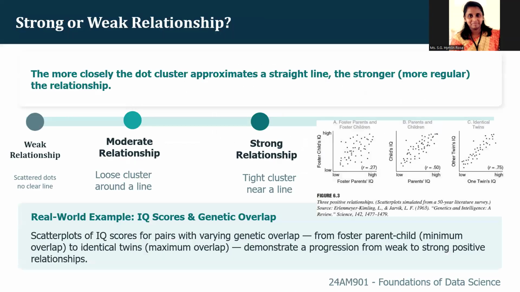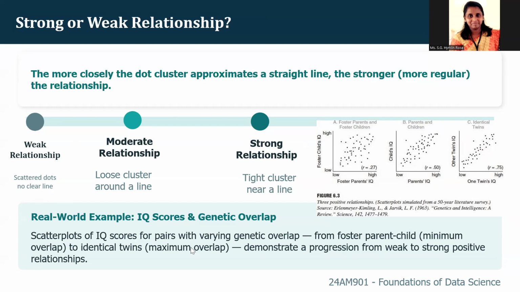Next is strength of relationship. Strong correlation means strong relationship. The more closely the dot cluster appears as a straight line, the stronger or more regular the relationship. Weak relationship: scattered dots, no clear line. Moderate: a loose cluster around the line. Strong relationship: a tight cluster near a line. So the first figure represents a weak relationship, the second figure represents the moderate relationship, and the third one represents the strong relationship.